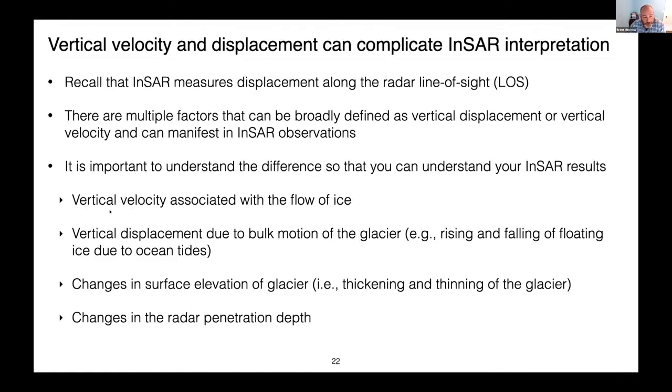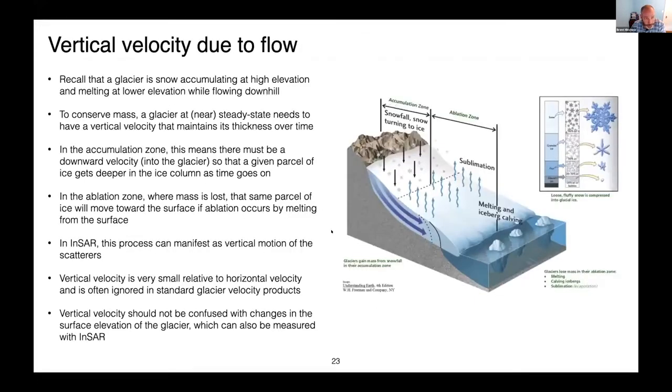Four main factors: the vertical velocity associated with the flow of the ice itself; vertical displacement due to the bulk motion of the glacier that is rising and falling, typically over the floating ice shelves due to ocean tides; changes in the surface elevation of the glacier; and changes in radar penetration depth. We'll go over these first couple, and then we'll call it a day. There's some lengthier discussion of radar penetration depth and other things in the Jupyter notebook.